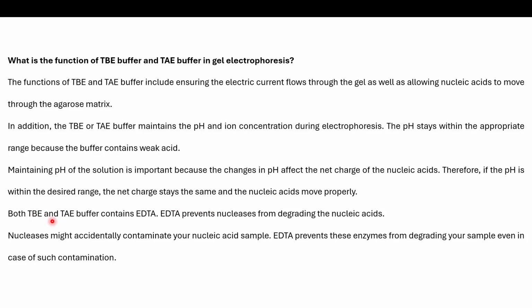And both tris borate EDTA and tris acetate EDTA buffer contain EDTA, which is a chelating agent which prevents nucleases from degrading the nucleic acids. And nucleases might accidentally contaminate your nucleic acid sample, especially in case of RNA. RNases are everywhere. Okay, so it's always advisable to use gloves while performing your experiments using nucleic acids.